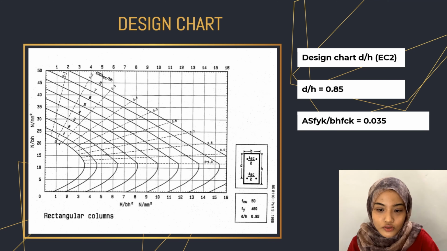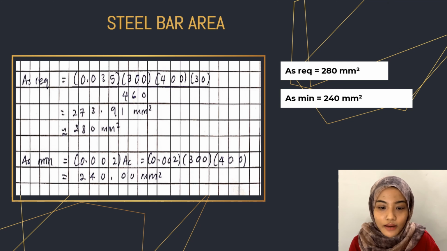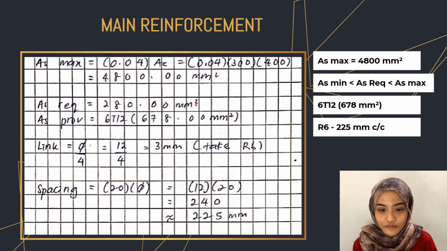This value will also be used in designing required steel bar area. The required steel bar area, As required, is then calculated, which is 280 mm square. We proceeded with calculating the minimum steel bar area, As min, which is 240 millimeters square. This value is obtained by taking 0.2% from the column area, which is 300 millimeter by 400 millimeter. While for maximum steel bar area, As max, it is obtained by taking 4% from the column area.